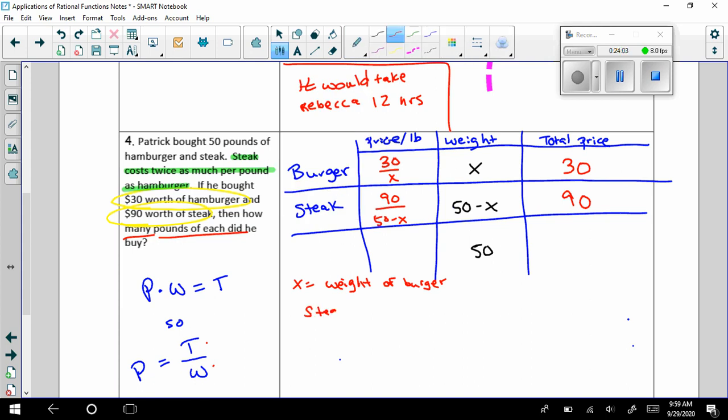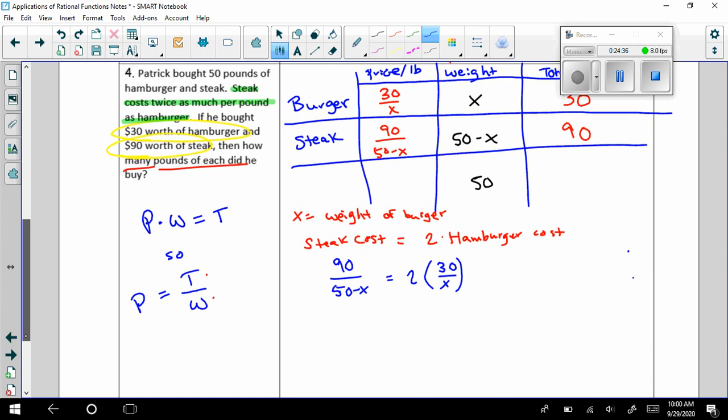Steak cost is equal to 2 times hamburger cost. And that's cost per pound. All right, well, I know the pound. So I know that the steak, and I'm just going to plug this in, is equal to 2 times what my hamburger is. All right, and I want you to go ahead and solve that.